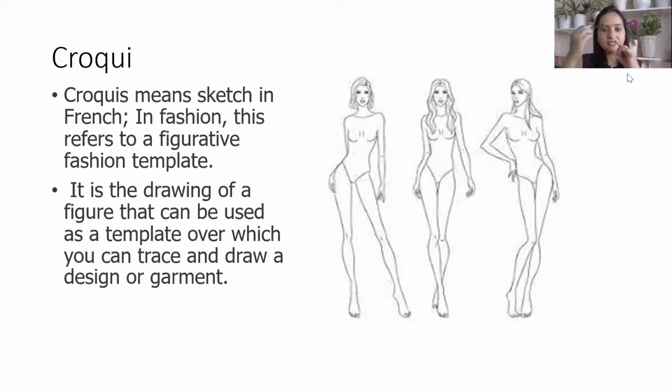10 heads means it is divided into ten divisions. Head means the divisions. So it is a drawing which fashion designers use to represent their garment on the fashion figure. The importance of the croquis in fashion design is that you have a rough idea about how that garment falls on any person's figure.